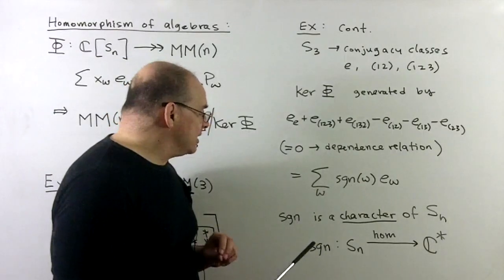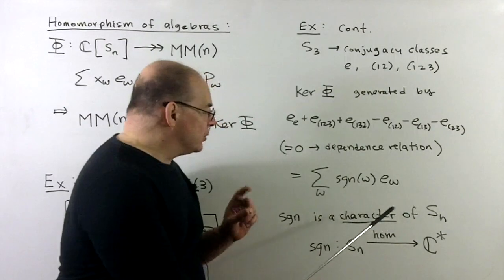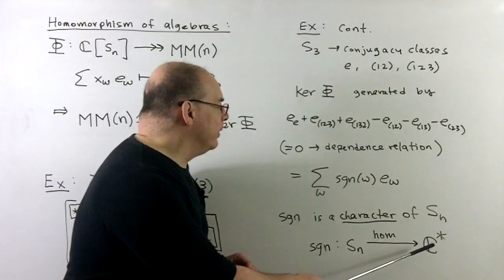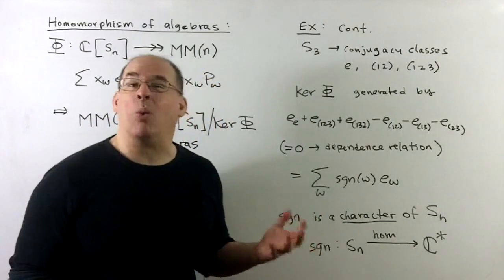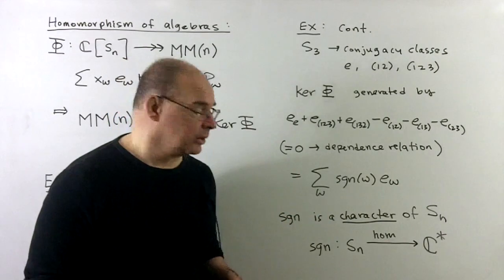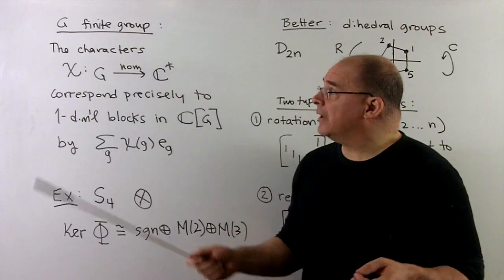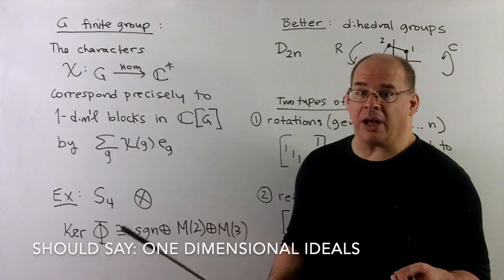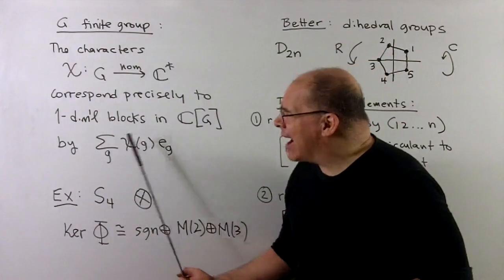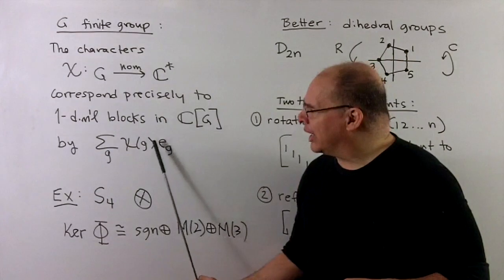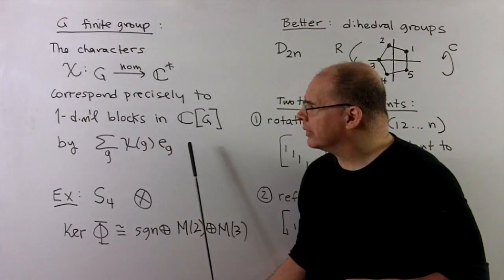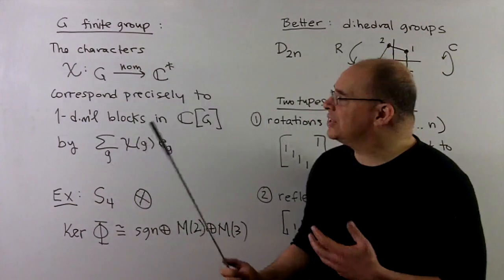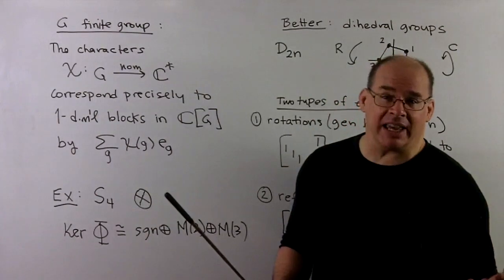So I note the sign is a character of S sub n. That just means this is a homomorphism into the invertible complex numbers, so I would call this a one-dimensional representation. For a general finite group G, the characters correspond precisely to the one-dimensional subalgebras of the group algebra. And we get that by just averaging the formal basis elements against the character values. Now, this suggests if we want to continue doing what we were doing, we'd like situations where the kernel is built precisely out of characters.